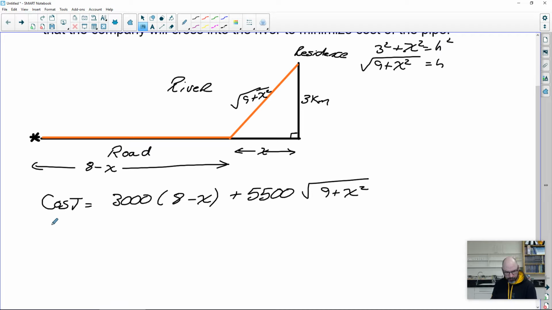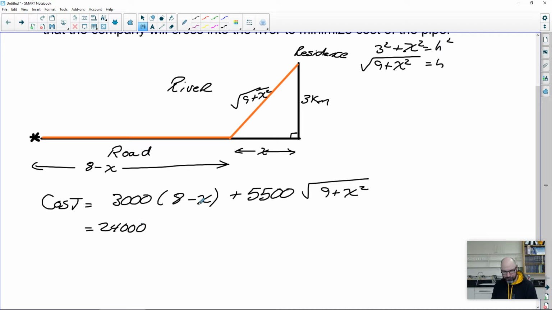Okay, so I'm going to say that 0 equals the derivative of cost, which we'll call C prime. But actually, before we do that, let's expand this a little bit. Let's write this in terms of something that's easier to take a derivative of. So we'll go 3,000 times 8 first. 8 times 3, that's 24,000.